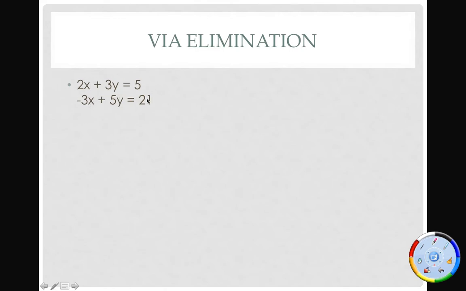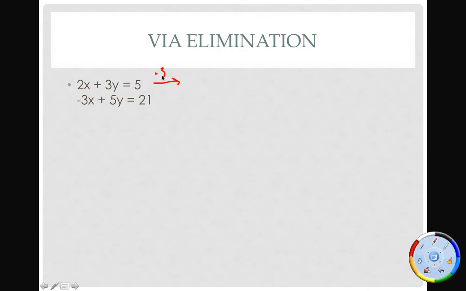But right now, none of my variables are the same. So if I added these, I wouldn't get rid of x and I wouldn't get rid of y. Same thing if I subtracted, I wouldn't get one or the other. So what we have to do is manipulate the equation. I know that if I multiplied this top equation by 3, I would get a 6 right here. So let's see about this.